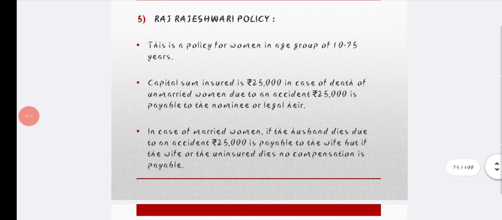There is one more Rajeshwari policy. The age group is 10 to 75 years, and capital sum is 25,000. If an unmarried woman dies due to an accident, this 25,000 will be given to the nominee.